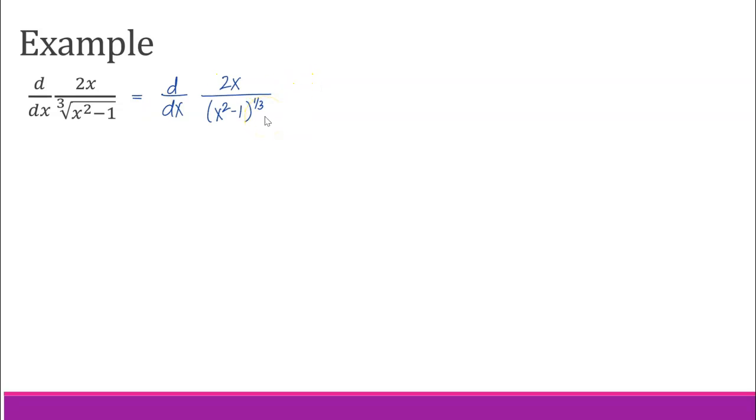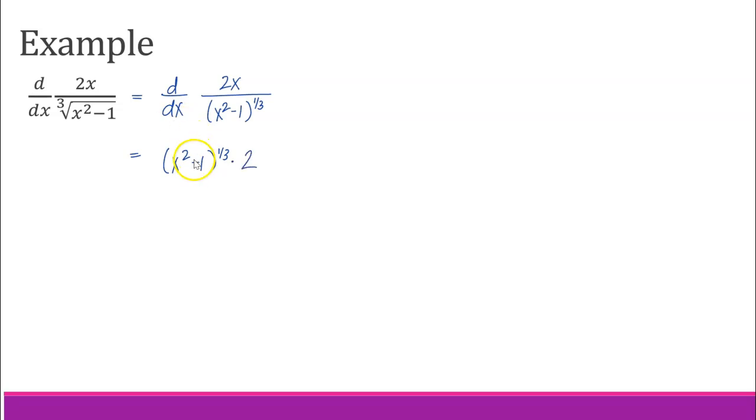And I do have an option of bringing this quantity to the numerator and making this a negative exponent and then applying the product rule. That is a choice, but because we just applied the product rule, let's practice the quotient rule. So I'm going to go ahead and start by applying the quotient rule, which says we're going to start with the bottom function, low d high. So low, we're going to leave (x squared minus 1) to the 1/3 alone, times the derivative of the numerator.